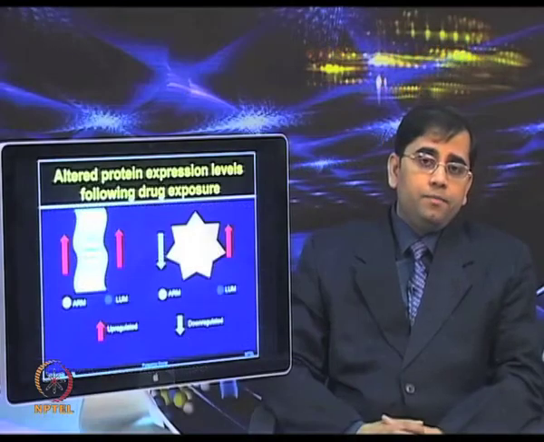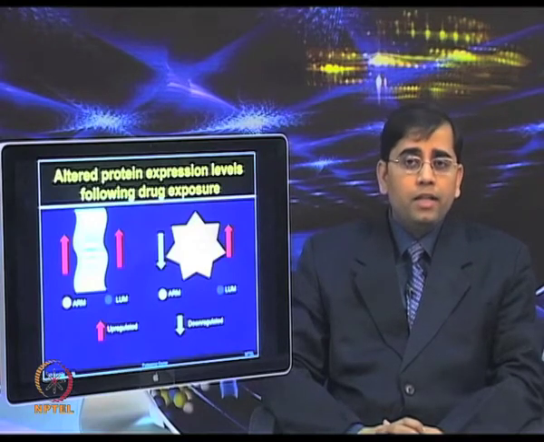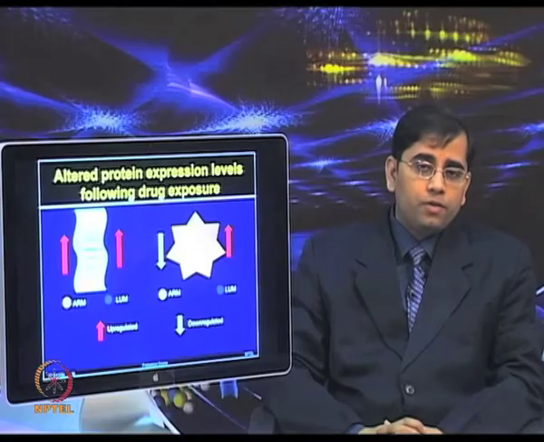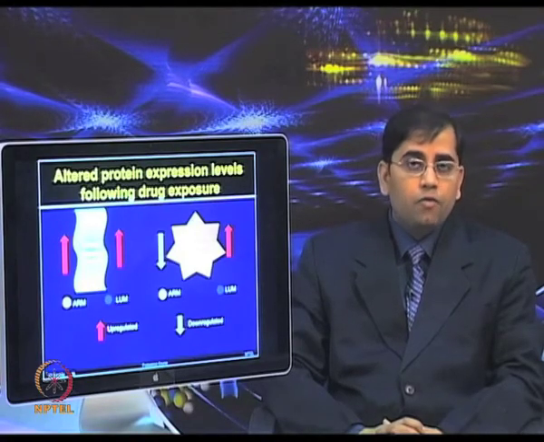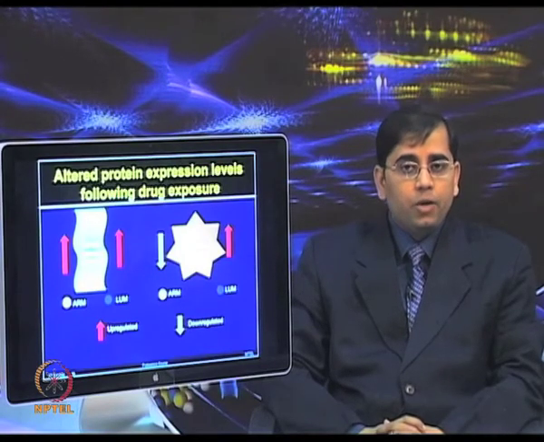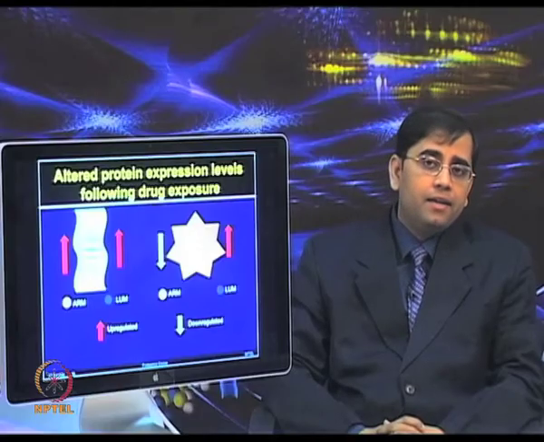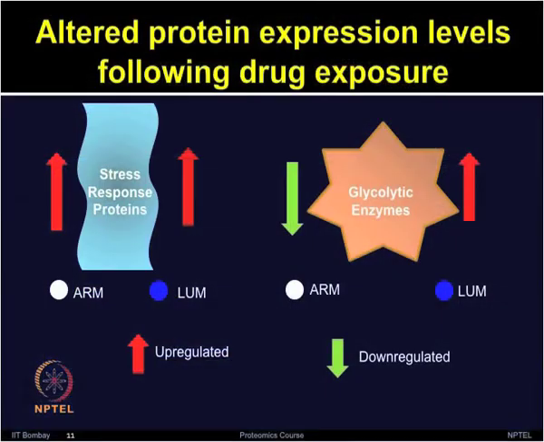So, interestingly, the artemether treatment resulted in the more than threefold downregulation of the glycolytic enzymes such as enolase, phosphoglycerate kinase, fructose bisphosphate aldolase and glyceraldehyde 3-phosphate dehydrogenase. The expression of the same enzymes were also upregulated more than threefold due to the lumefantrine treatment.